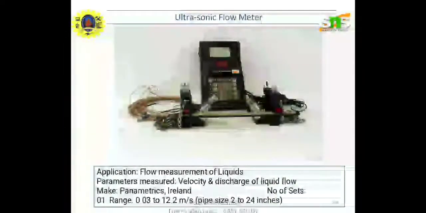This is the ultrasonic meter. Its application is measurement of liquid. It measures velocity and discharge of fluid flow. The range is 0.1 to 12.12 meter per second.